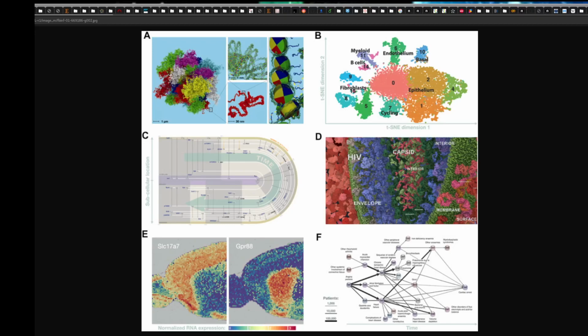Maier-Hein, L., Vedula, S.S., Speidel, S., Navab, N., Kikinis, R., Park, A. et al., 2017. Surgical Data Science for Next-Generation Interventions. Nat Biomed Eng 1, 691 to 696, DOI 10.1038/s41551-017-0132-7. PubMed Abstract, CrossRef, Full Text, Google Scholar.